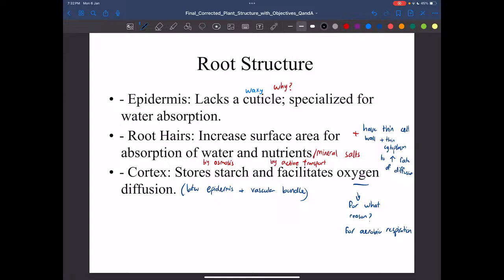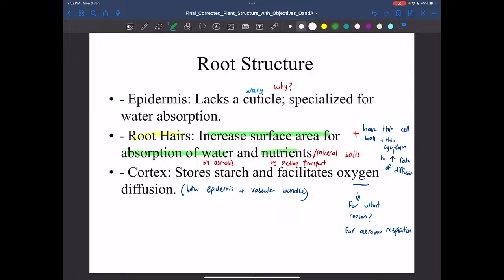Why are they specialized for water absorption? Because the epidermis has extensions we call root hairs. Okay, so these root hairs, what is their function? Their function is to increase the surface area for absorption of water and mineral salts.